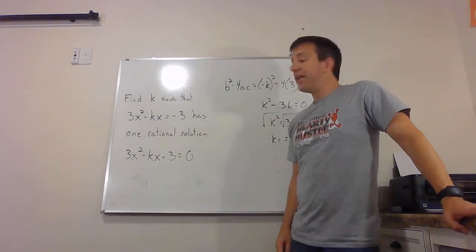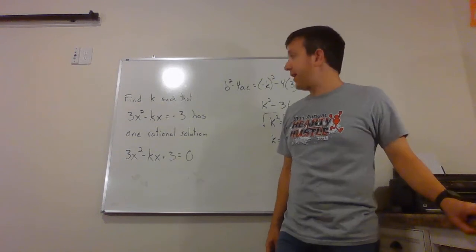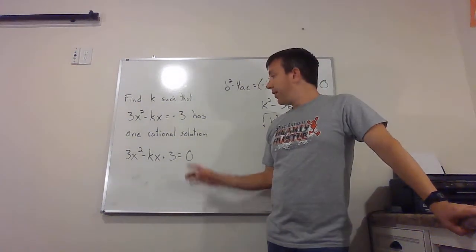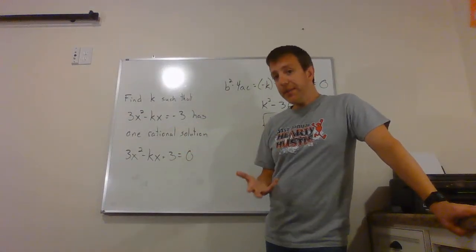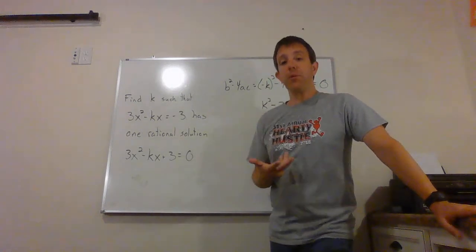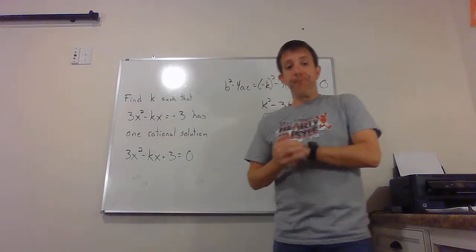All right, so our next problem says find k such that 3x squared minus kx equals negative 3 has one rational solution. So the first thing I did is I moved that negative 3 over to the other side because we need this to be in its standard quadratic form with 0 on one side. Just like when we use the quadratic formula, we can't do the discriminant without 0.